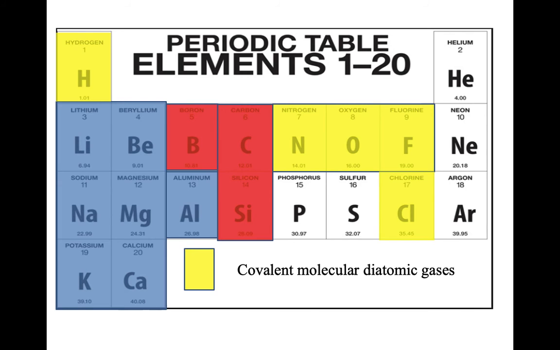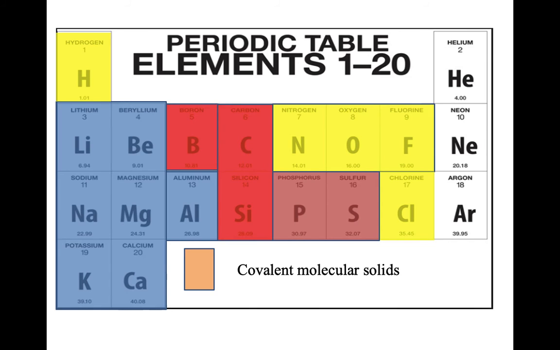Now you will note that bromine and iodine are not on this list. Bromine is in fact a liquid and iodine is a solid at room temperature. Your covalent molecular solids are phosphorus and sulfur. Iodine should be on that list, but just colour in phosphorus and sulfur for the moment.